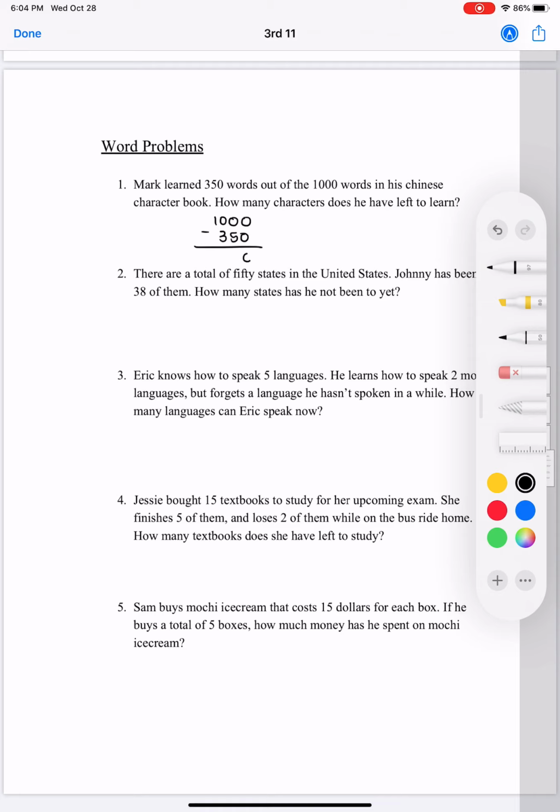0 minus 0 is 0. You can't do 0 minus 5, so you change that to a 10 by bringing over a 1 from here, but you can see that the number over here is 0, so you'd have to bring over a 1, and this would become 10, right? But then since you brought over 1 to this one, you cross out the 10 and this becomes a 9. So 10 minus 5 is 5, 9 minus 3 is 6, so the answer would be 650 characters left.